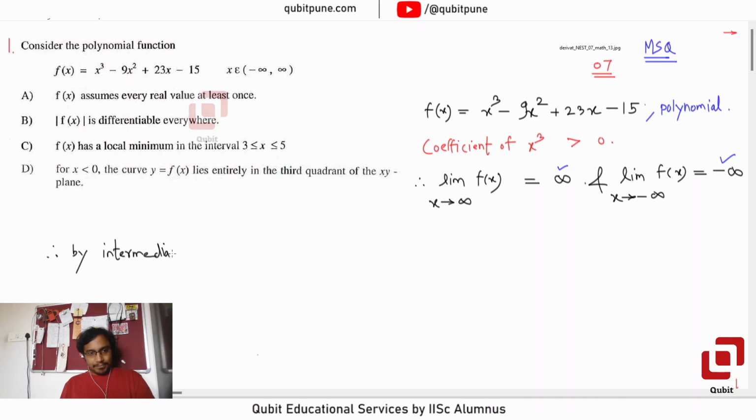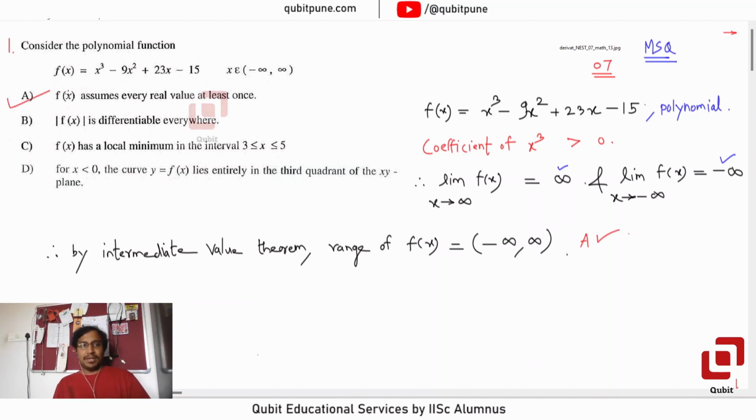So we can say, by the intermediate value theorem, that the range of f of x is negative infinity to positive infinity. Raise your hands if you have understood this particular argument. Okay, so option A is right.